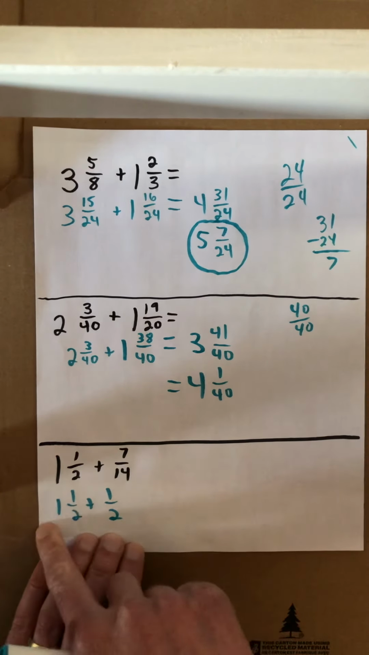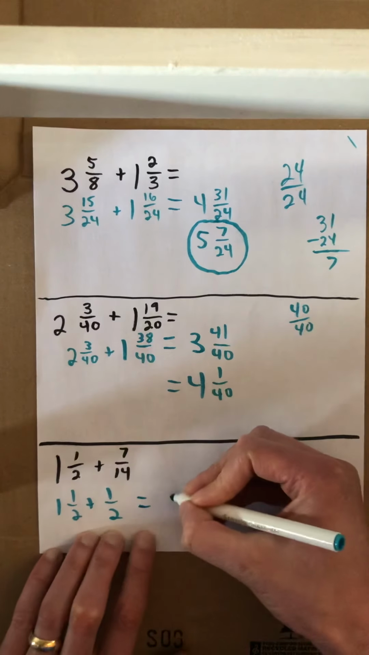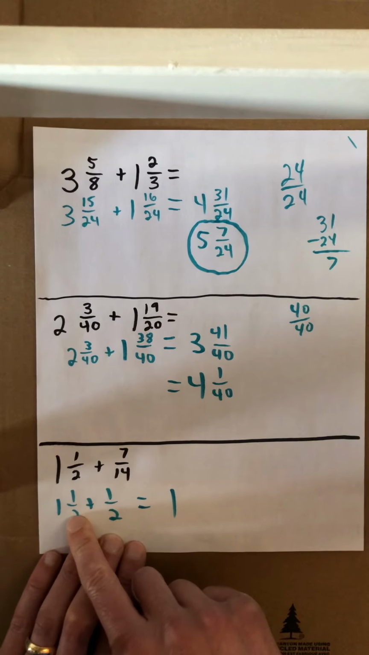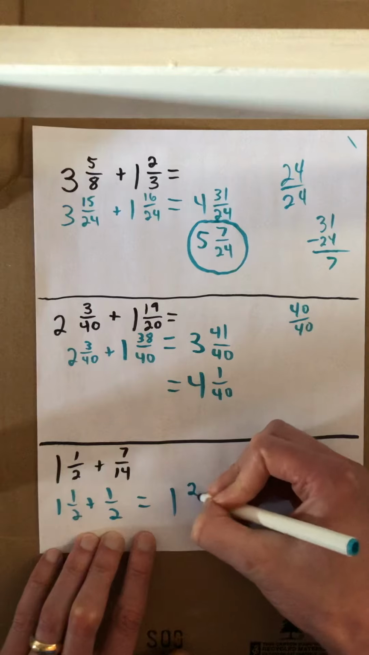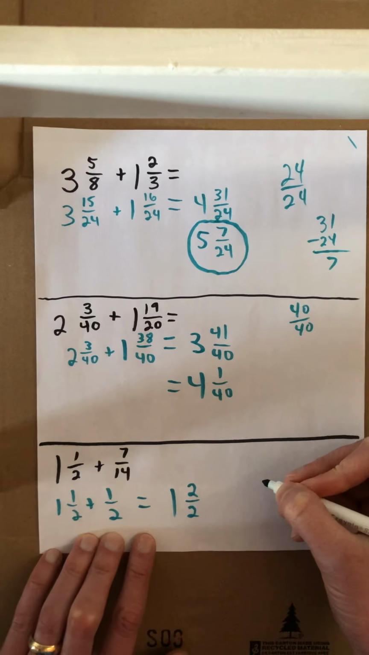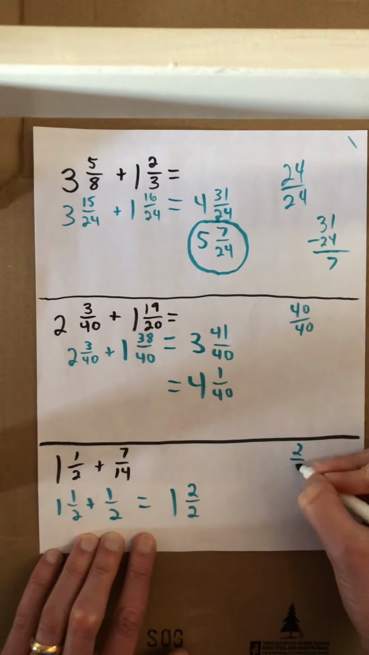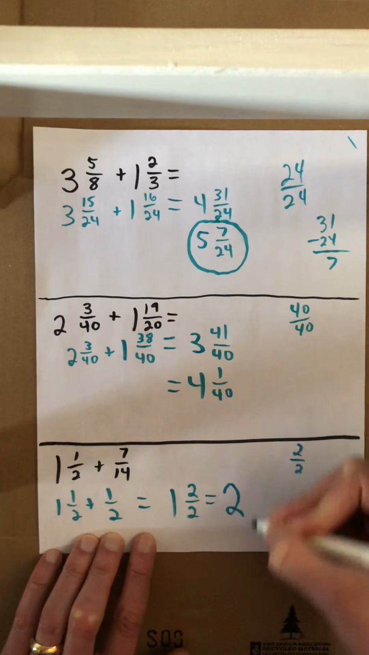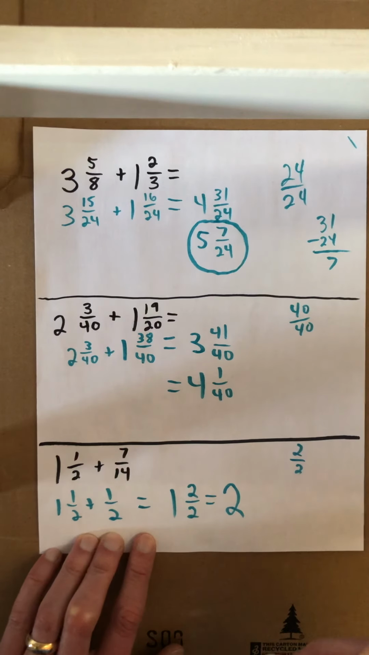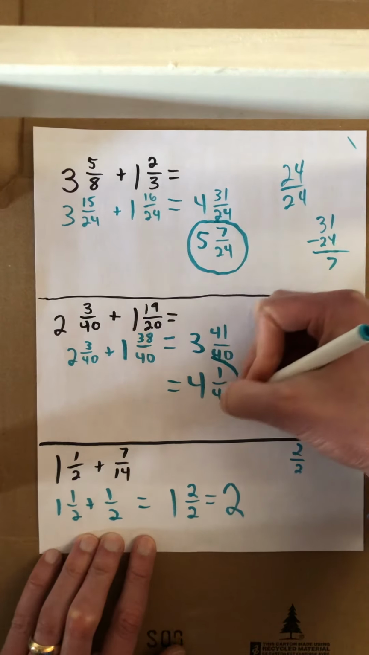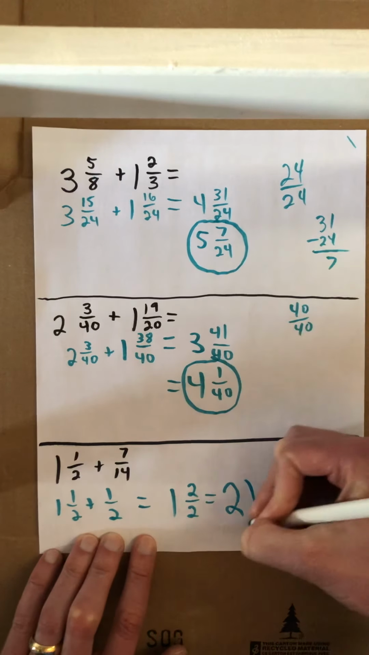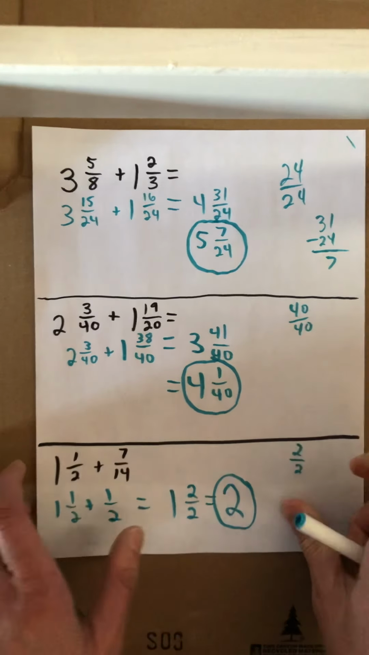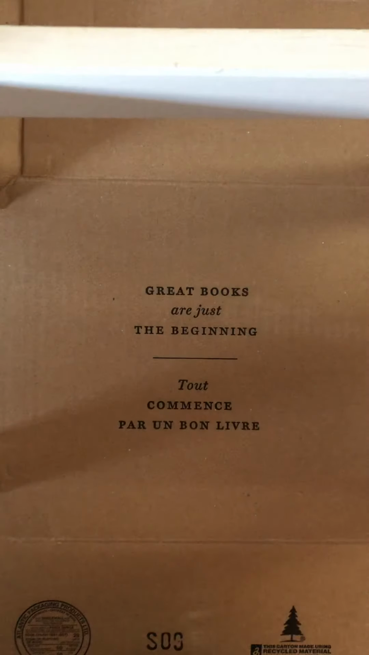I've got 1 whole over here, I've got none over there. So I've got 1 whole, and then I've got a half plus a half, so that's going to be 2 out of 2. Of course, 2 out of 2 is a new whole, so the whole thing is equal to a big 2. And there we have our answers for these 3 questions. Let's move on to subtracting some mixed numbers next.